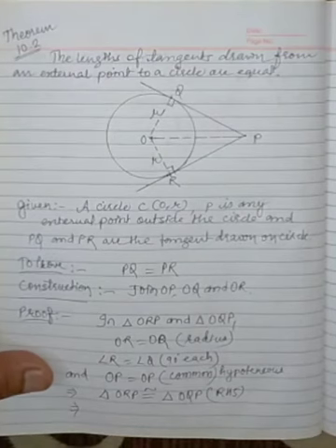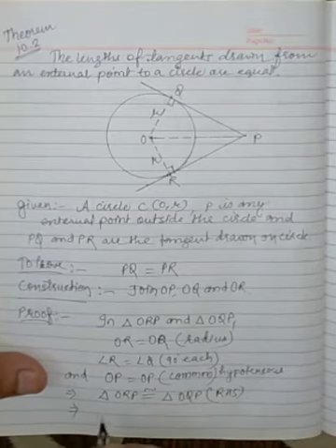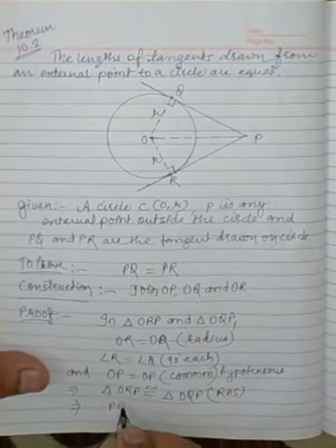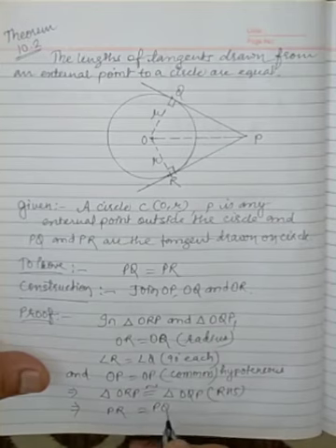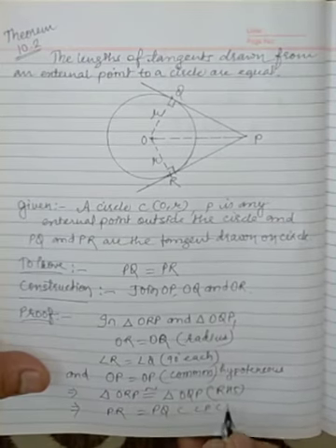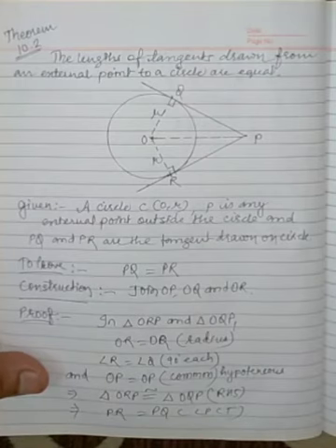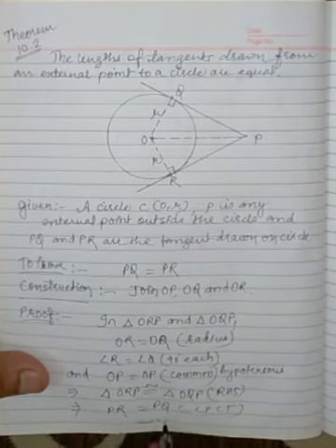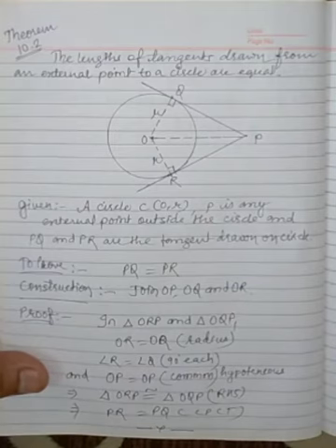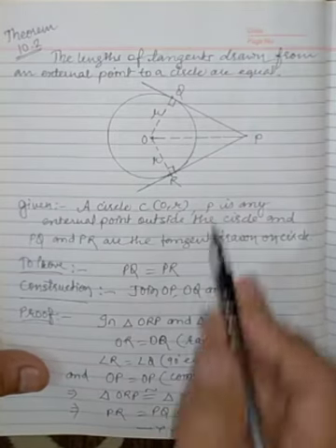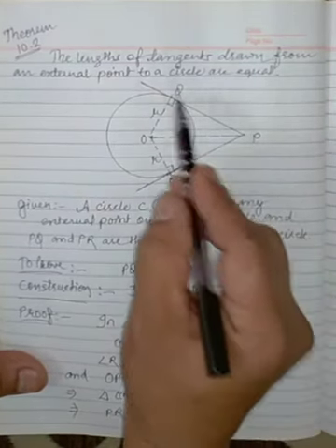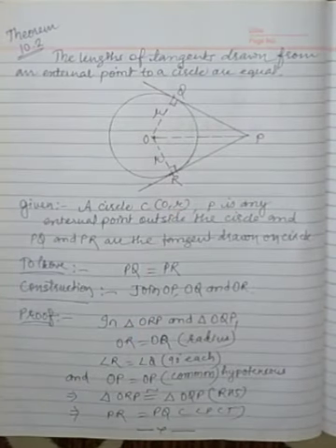And as both the triangles are congruent, their corresponding parts are equal. So now we can say that PR is equal to PQ because of CPCT, corresponding parts of congruent triangles. Hence, our theorem is proved. PR is equal to PQ, that is, the lengths of tangents drawn from the external point are equal in length.